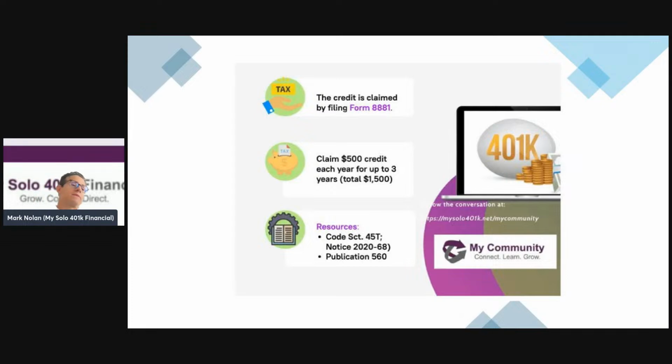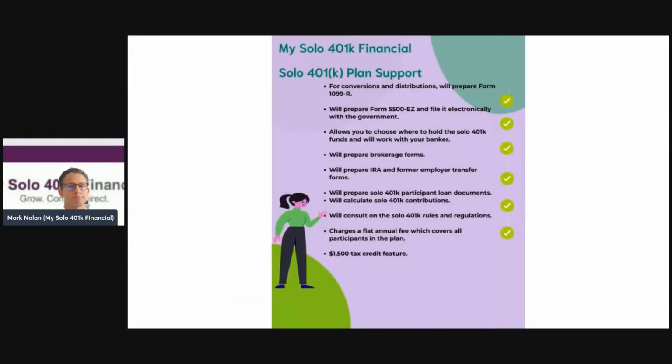And you're going to claim that $500 auto contribution credit each year by filing Form 8881 each year for each $500 amount. You can learn more about the auto contribution credit under code section 45, Notice 2020-68, and also by visiting our website.